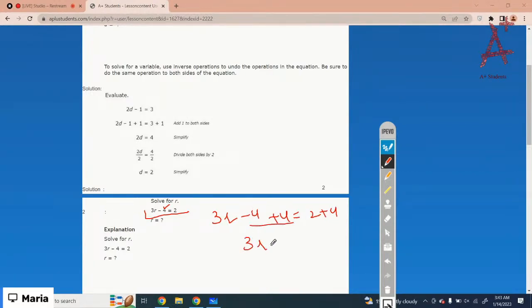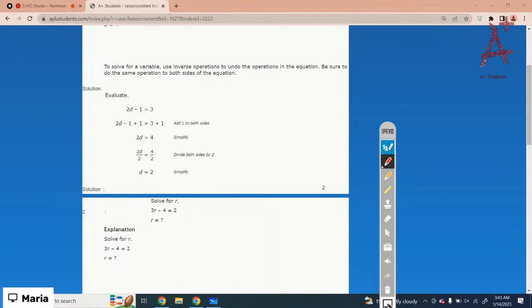4 minus 4 is 0, you are left with 3r, and 4 plus 2 is 6, got it? So 3 is multiplying r, so opposite to multiplication is division, got it? Divide both sides by 3. So it would be r equals 3 times what number is 6, 3 times 2 is 6, so it is r equals 2, got it? The correct option is r equals 2.